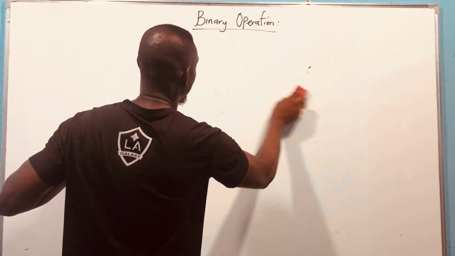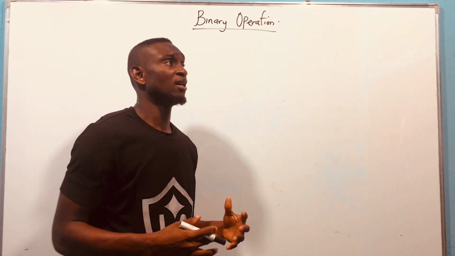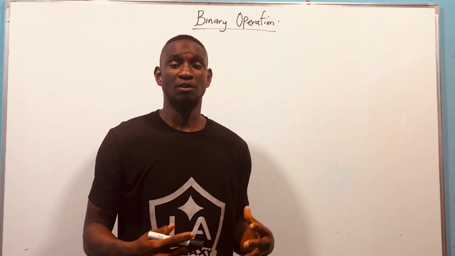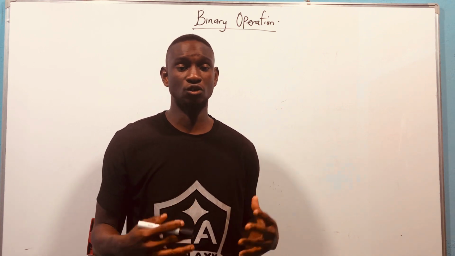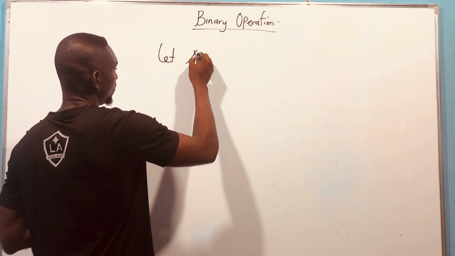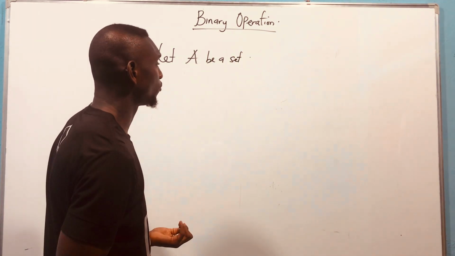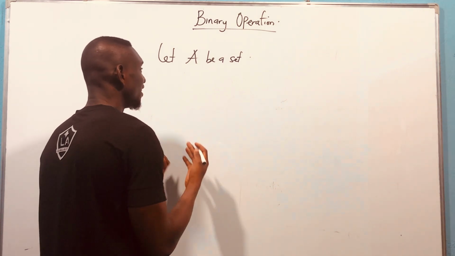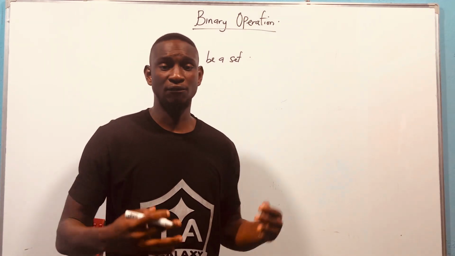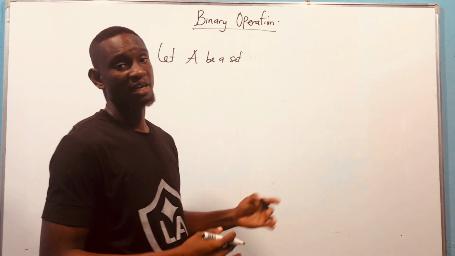What is binary operation? Binary operation is defined with respect to a set. So for us to define a binary operation, let's assume a set. Let A be a set. A binary operation on a set A is an operation that drives a pair of elements of A to an element in A. Let me put it in writing.